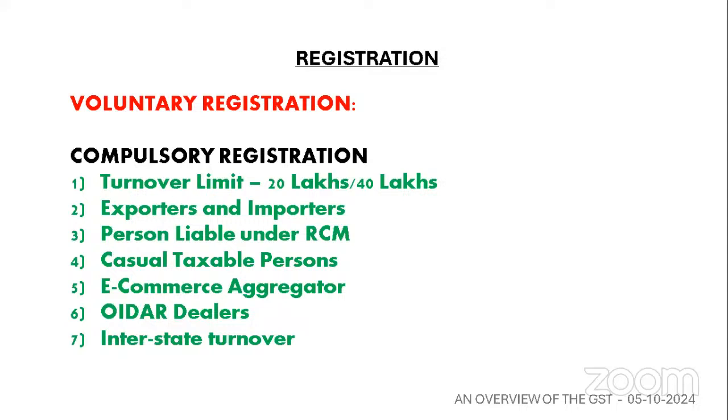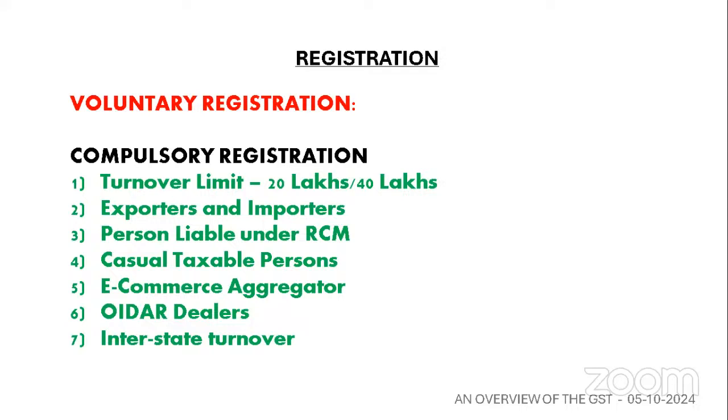However, there are a number of people who, in spite of these limits, say for example, Mr. A is having a turnover of only 10 lakh rupees. He is dealing either in goods or services. His turnover per year is less than the statutory limit of 20 lakhs and 40 lakhs. Still, he can opt for registration. He can voluntarily make an application to the GST department and ask for registration, and the registration will be given to this particular person.